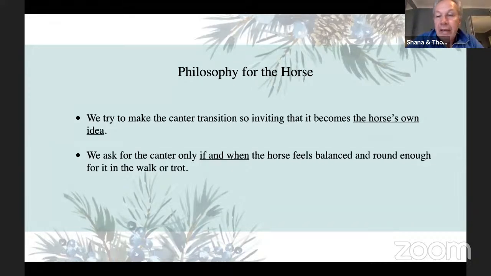So yeah, make it so inviting that it becomes the horse's own idea. And only ask for the canter if the horse feels balanced enough and round enough in the walk or the trot to canter. There's no point in asking for the canter when the horse is just not in a position where he could canter or canter well. So in that case, if you feel like he's not ready yet, then stay in the walk, stay in the trot, prepare the horse some more, and then when you have a good feeling, you ask for the transition.